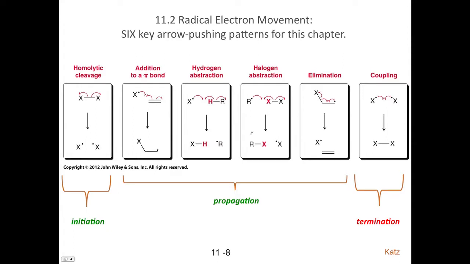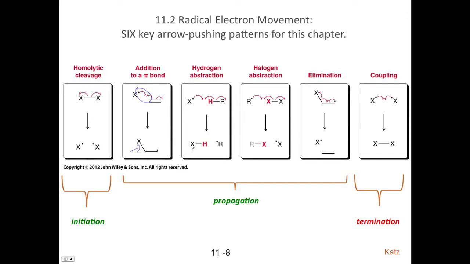Whenever you do a radical electron push, it's going to fall into one of these categories, roughly. There'll be homolytic cleavage, where you break a bond in between. You'll have an addition to a pi bond, where a radical will attack a pi bond and then attach to it, to make a new bond between those electrons, which is right there.